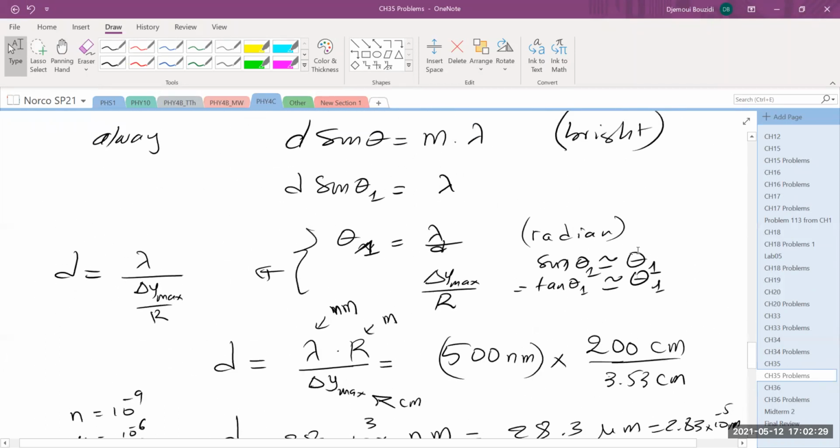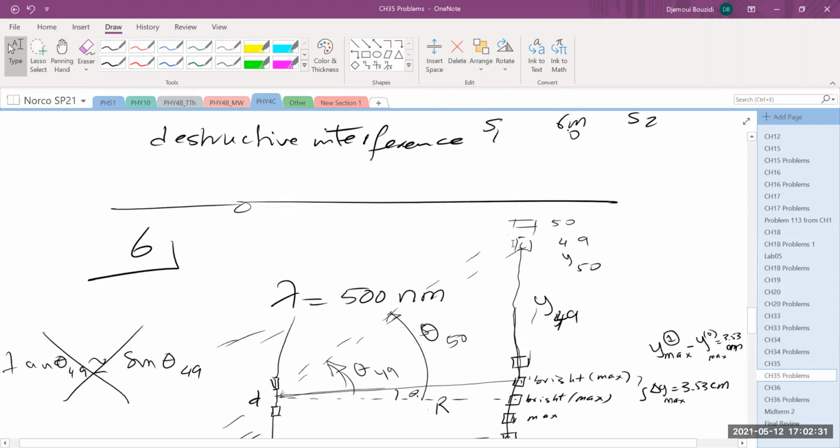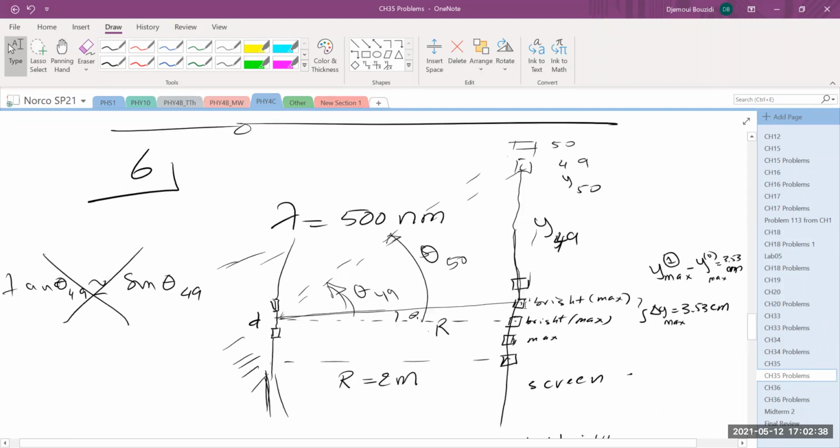So that is how high these bright fringes are. Of course, in this case, you can't say that sine theta is equal to theta. That's true only for small angles near the central bright fringe.